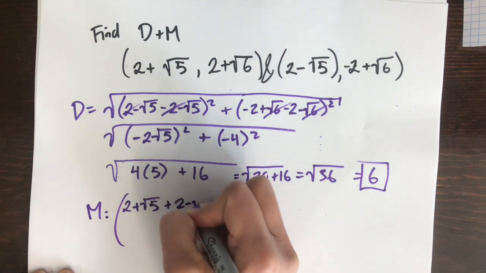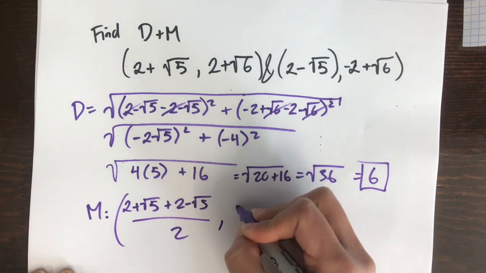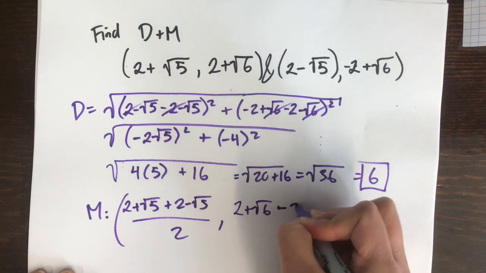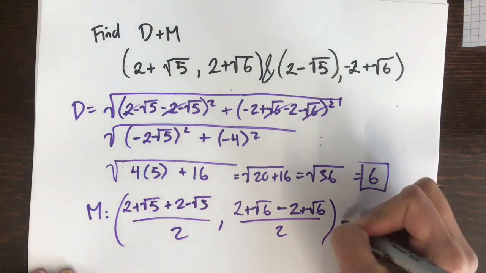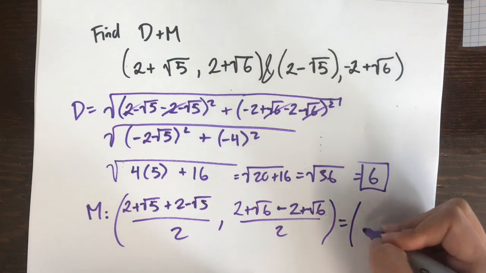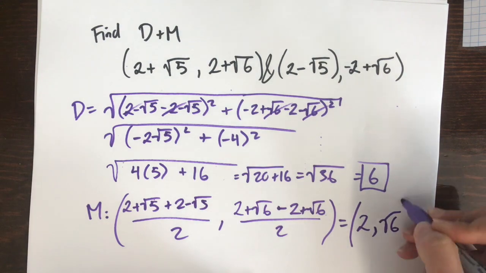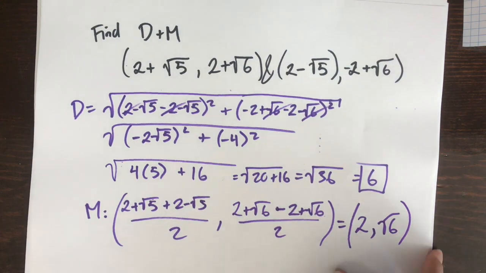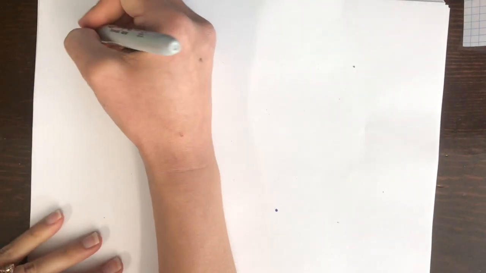Okay, so now I'm going to find the midpoint. That's easier to find. I just add the two x-coordinates together, divide by 2, add the two y-coordinates together, divide by 2. The rad 5s will cancel in the first one, so I get 2 plus 2 over 2, which is just 2. And then the second one, the 2's cancel, so I get rad 6 plus rad 6, which is 2 rad 6 divided by 2, which is rad 6.